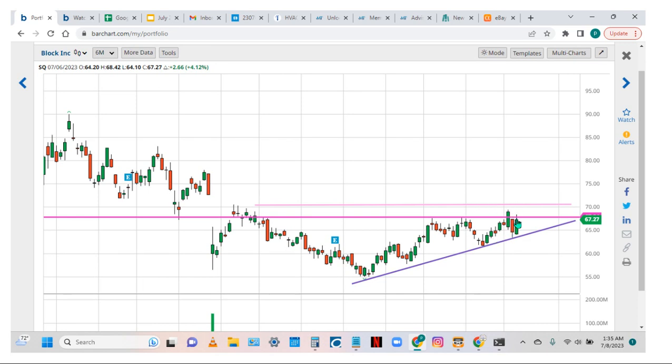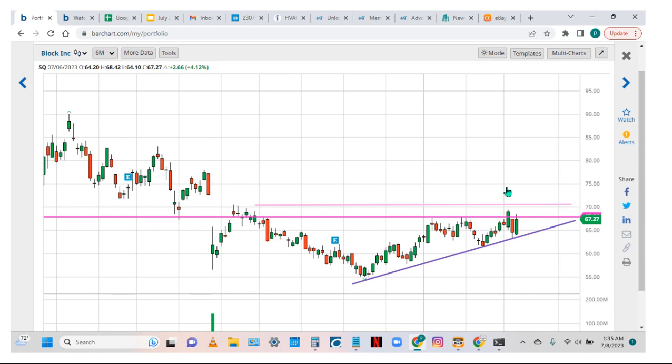But then the very next day it gapped down, closed down. And then on Friday, it actually gapped down a little bit again, but closed up. Left a little bit of a topping tail there, but right at the top of that wedge line. So I would consider buying Block over that candle on Monday or Tuesday if that happens.